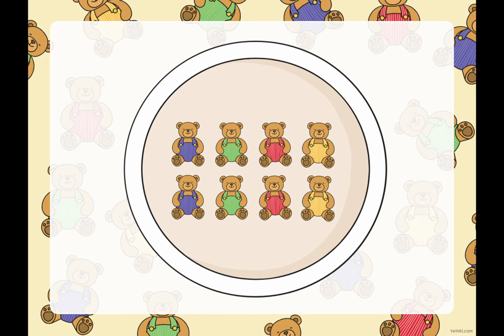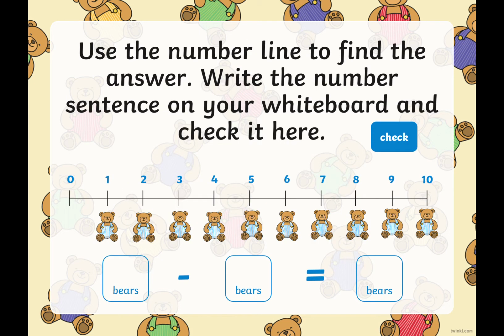So there were 8, and then 6 went away. How many would be left? What number sentence would you write for that? So there were 8 bears, but then 6 went away. How many would be left? Let's have a look. So have a look at what your number sentence looks like. Shall we find out what the answer is?